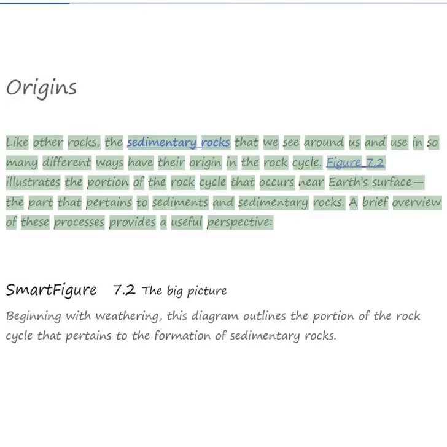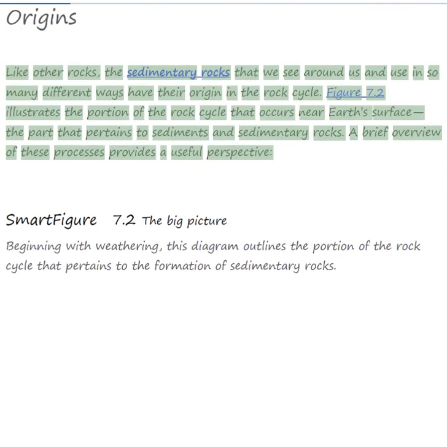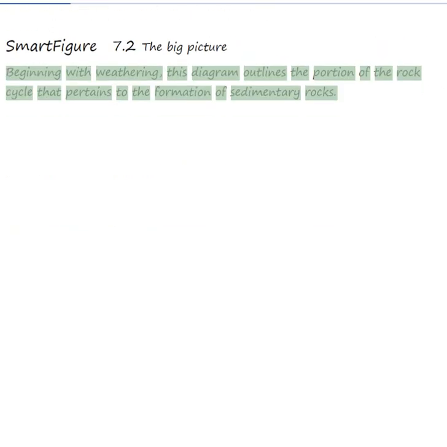Origins. Like other rocks, the sedimentary rocks that we see around us and use in so many different ways have their origin in the rock cycle. Figure 7.2 illustrates the portion of the rock cycle that occurs near Earth's surface, the part that pertains to sediments and sedimentary rocks. A brief overview of these processes provides a useful perspective. Beginning with weathering, this diagram outlines the portion of the rock cycle that pertains to the formation of sedimentary rocks.